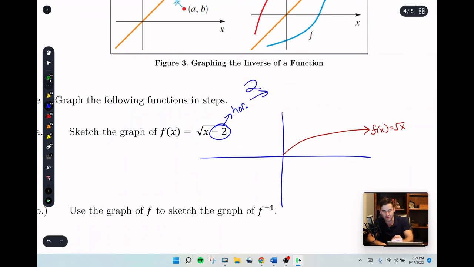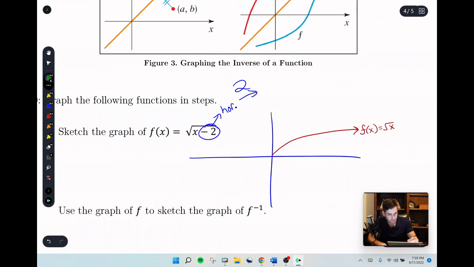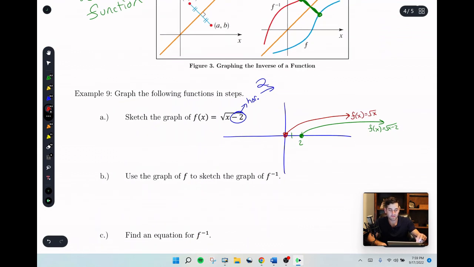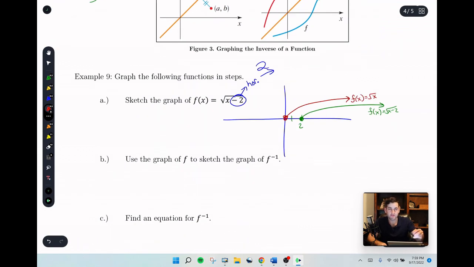So what I'm going to do is take that function, 1, 2, and just plot it right here. Boom. If you want to erase that red one, you can. I'm going to leave it just so it's a little review for the horizontal shift. Just know which function we're working with at all times. All right, so there it is. Yay, we're done. Sketch a graph. We did it. Use the graph to sketch the inverse.